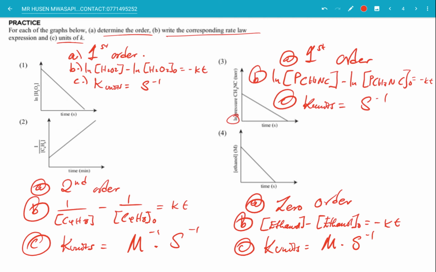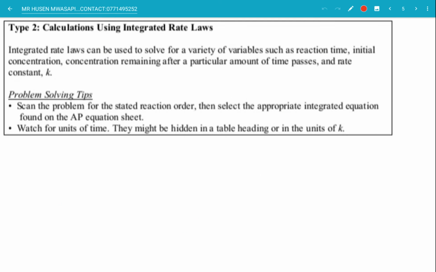As simple as that. Alright, so now these are the questions that you'll come across where you have graphs. Let's look at a different type of problem. Now, in type 2, you can have calculations involving integrated rate laws. Integrated rate laws can be used to solve for a variety of variables such as reaction time, initial concentration, concentration remaining after a particular amount of time passes, and the rate constant, which we all know is K.